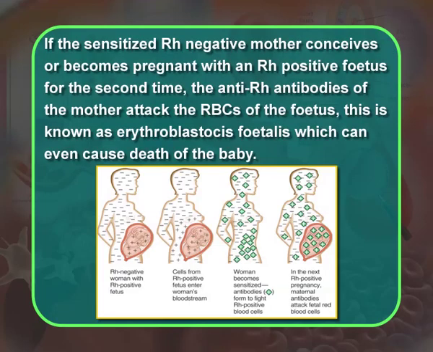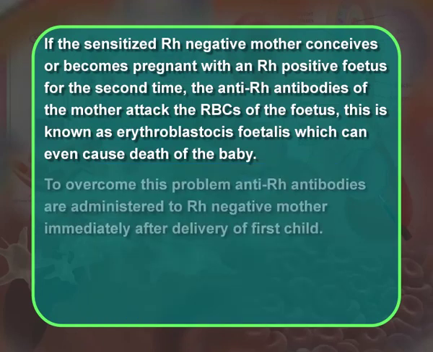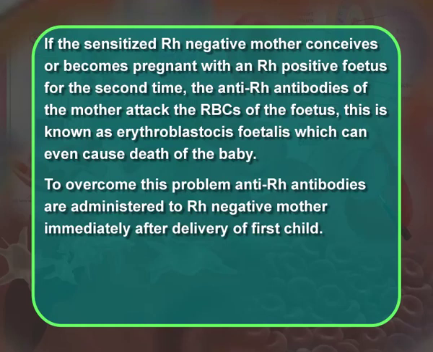If the sensitized Rh negative mother conceives or becomes pregnant with an Rh positive fetus for the second time, the anti-Rh antibodies of the mother attack the RBCs of the fetus. This is known as erythroblastosis fetalis, which can even cause death of the baby. To overcome this problem, anti-Rh antibodies are administered to the Rh negative mother immediately after the delivery of first child.